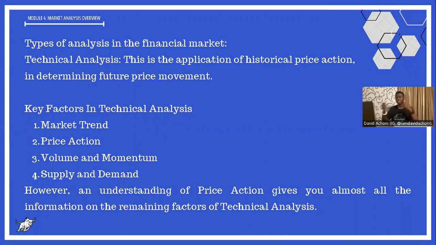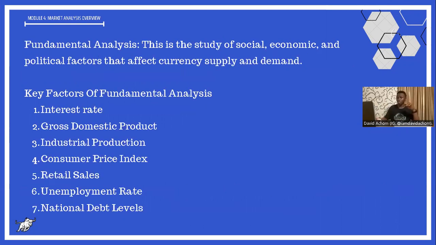So key factors in technical analysis, there's market trend, there's price action, there's volume and momentum, there's supply and demand. However, an understanding of price action gives you almost all the information on the remaining factors of technical analysis. Almost all the remaining information you need. Price action gives you everything, almost all, right?